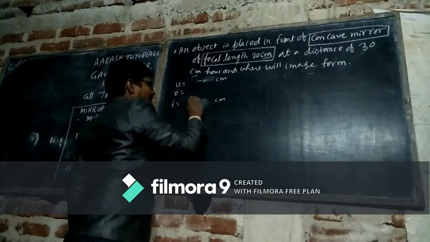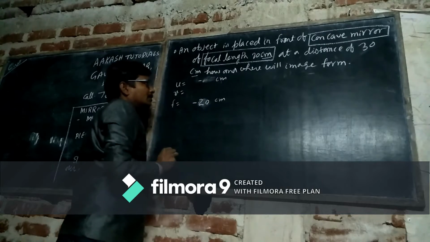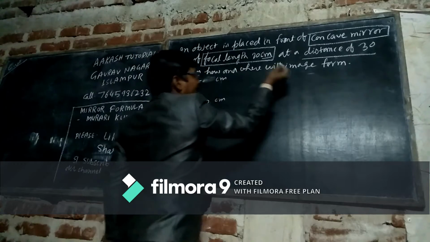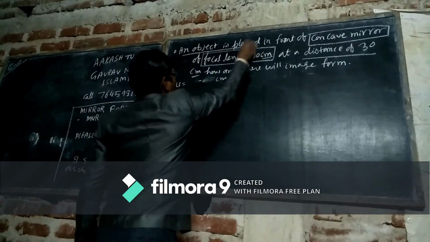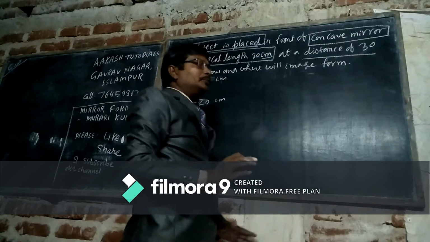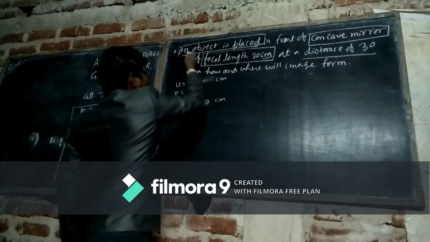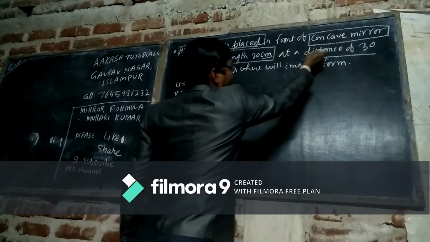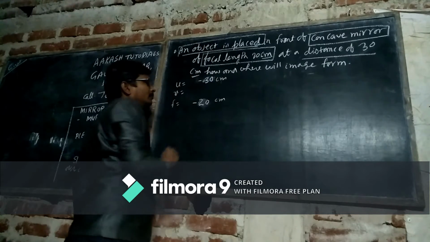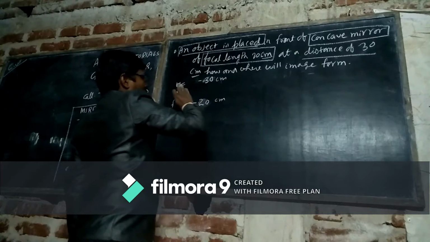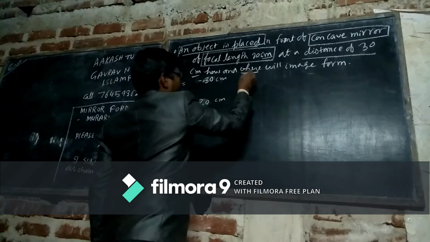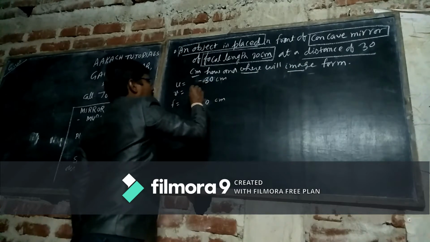But the focal length is 20 centimeter, so f is minus 20 centimeter. At a distance of 30 centimeter the object is placed. So if the question seems confusing, then forget the rest. An object is placed at a distance of 30 centimeter, meaning 30 centimeter is the distance of the object from the mirror. Find how and where. Where means v, where the image will form. That is, v is equal to ?.